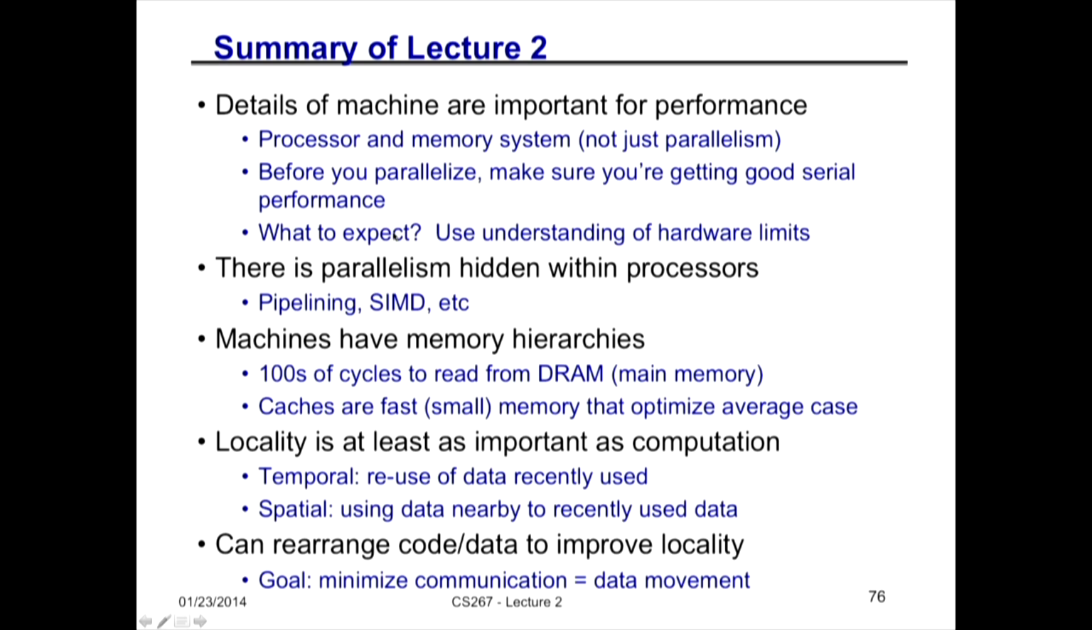And I've tried to tell you what to expect because of all these hardware limits. What are the relative costs of everything? Just to give you a matrix multiply example, when we hand you the code for homework 2, the naive code runs at 2% of peak, right? So there's a factor of 50 that's possible.